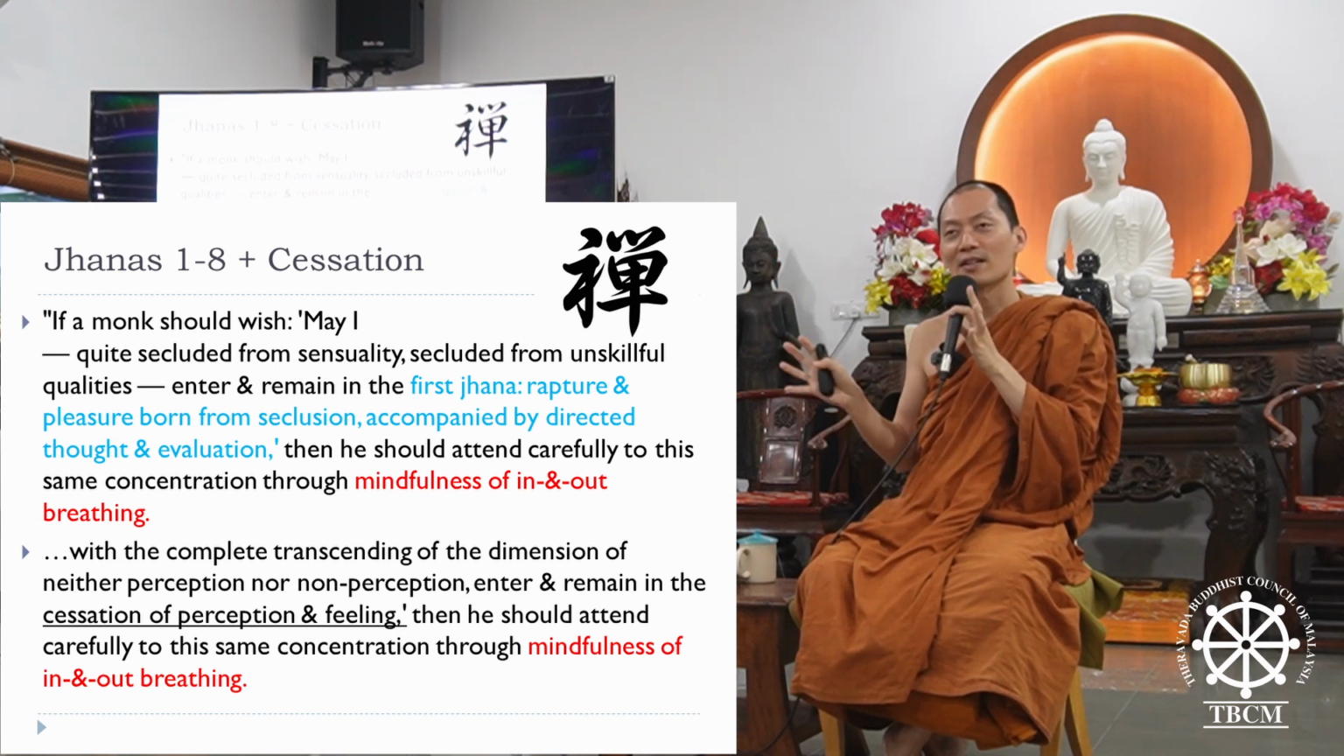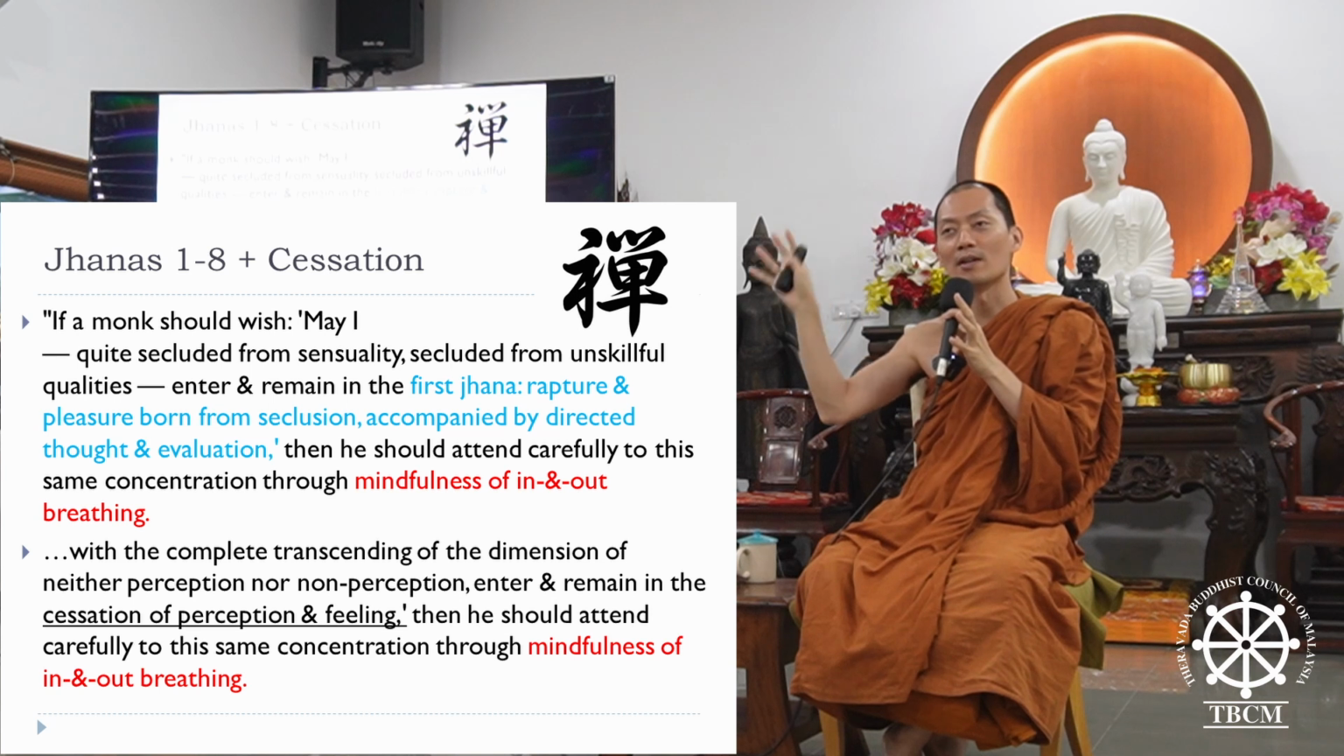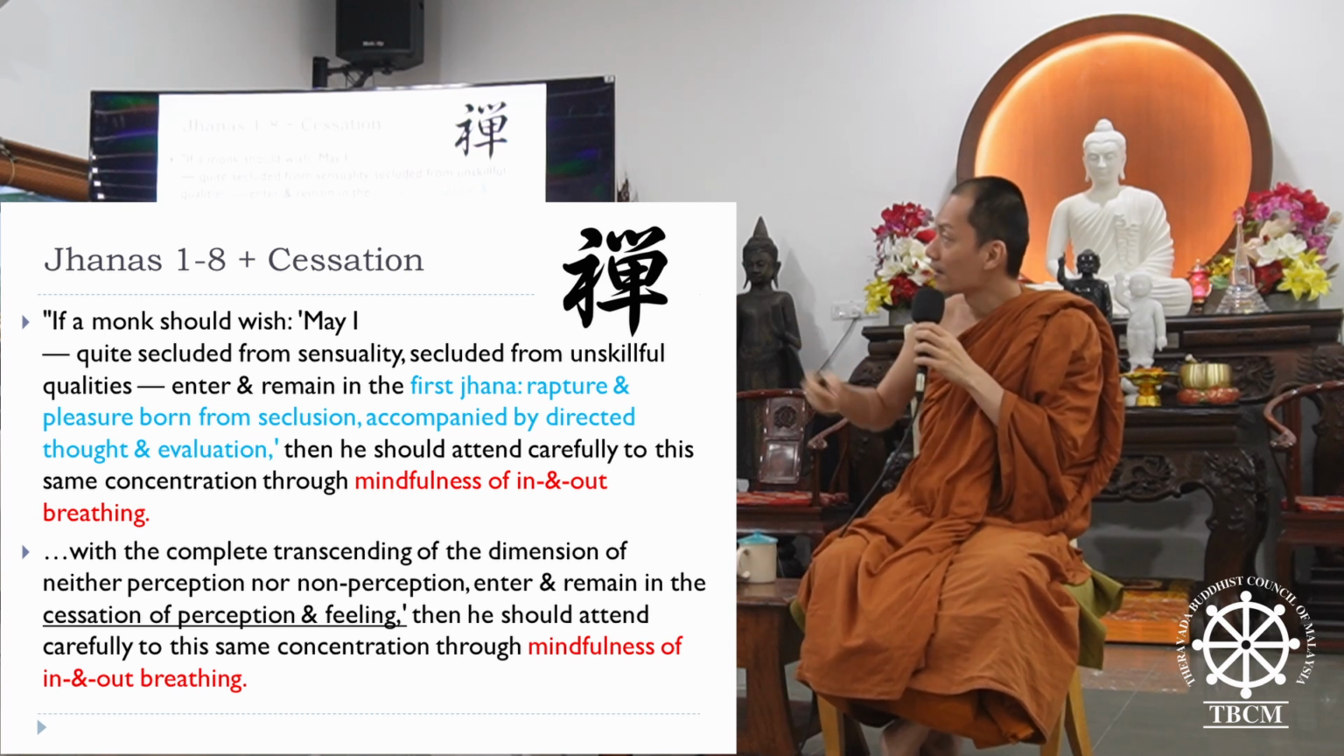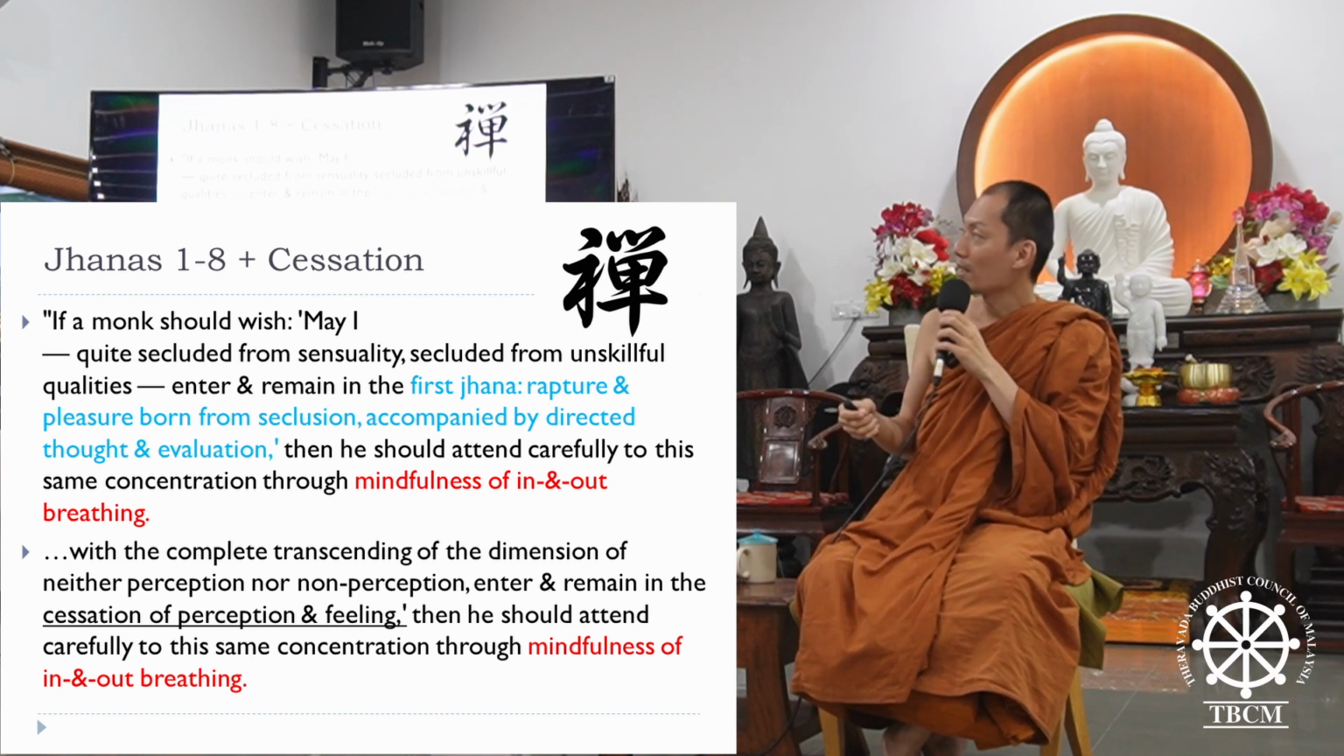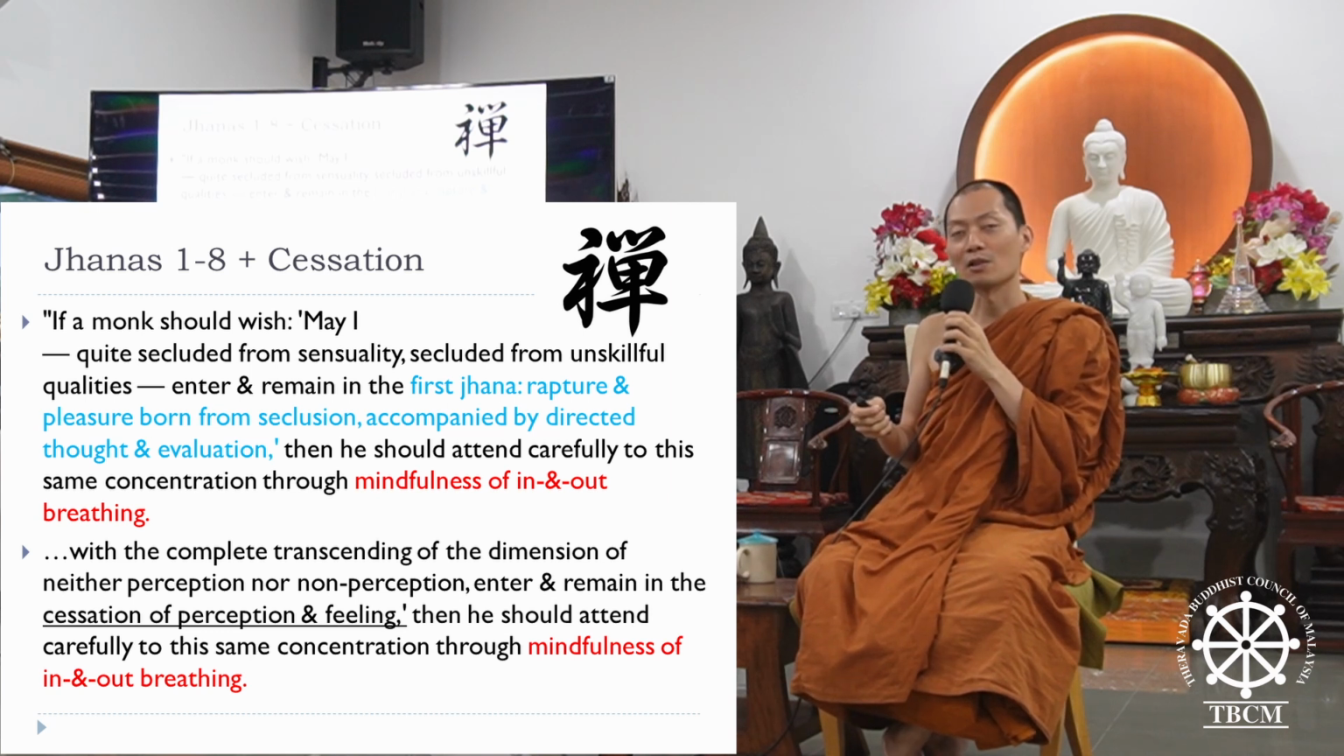So in the first jhana, you're quite secluded. That means you don't react to the stimuli. You know there's stimuli outside, but you don't react. You always focus on the object. Then from that continuous paying attention to the meditation object, there'll be rapture and pleasure born from this seclusion. There'll be a new kind of happiness, not from sensual pleasures, in short. So you develop a new alternate source of happiness.